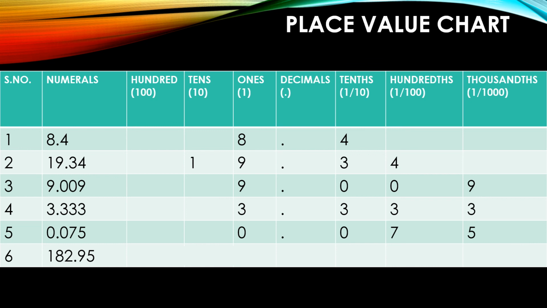Question number 6. 182.95. First, write down 2 in ones place, then 8 in tens place and 1 in hundreds place. Then write down decimal in decimal column. Then write down 9 in tenths place and 5 in hundredths place.